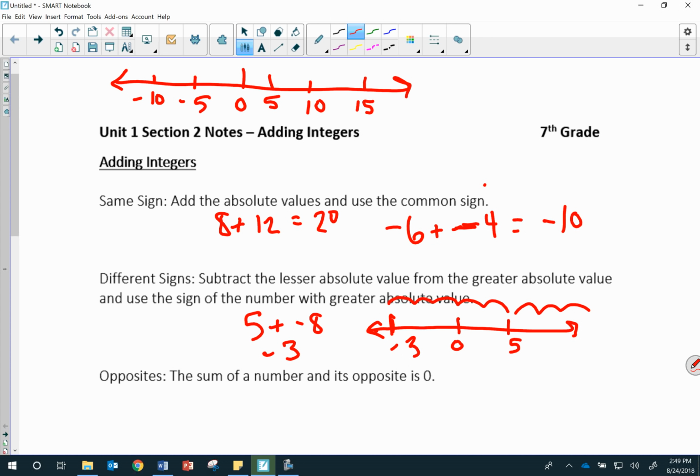The final rule for adding integers means that the sum of a number and its opposite is 0. So for example, 7 plus -7 equals 0. 2 plus -2 equals 0.